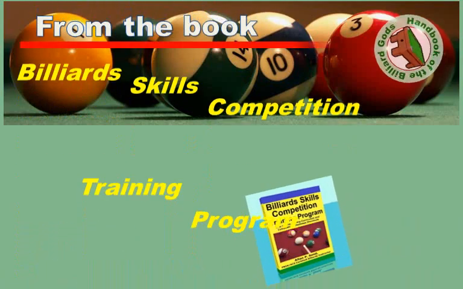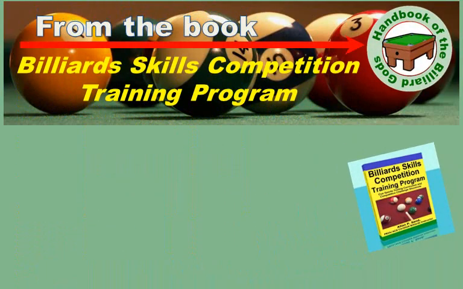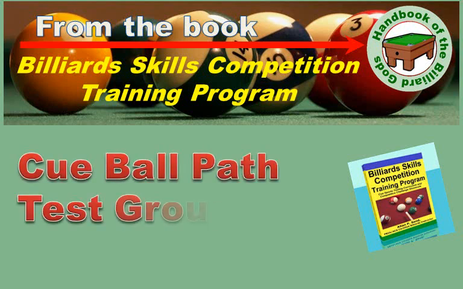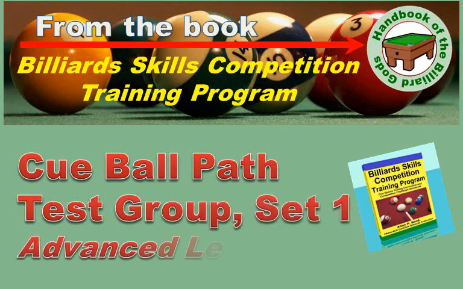Welcome. This is a video about one of the test groups from the Billiard Skills Competition Training Program. Each test is a set of table layouts with a scoring system that helps track your current and future abilities. This is the Cue Ball Path Test Group, Set 1, for advanced players. For each shot, you need to figure out how to get the cue ball to roll into a specific area of the table. There are 5 layouts in this test group.